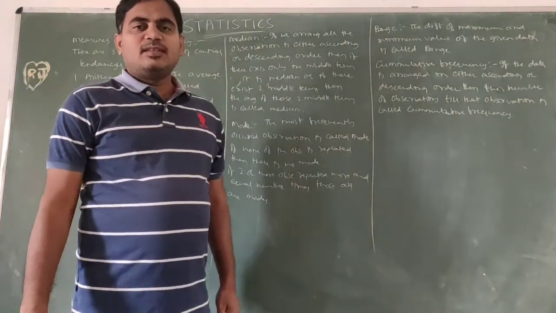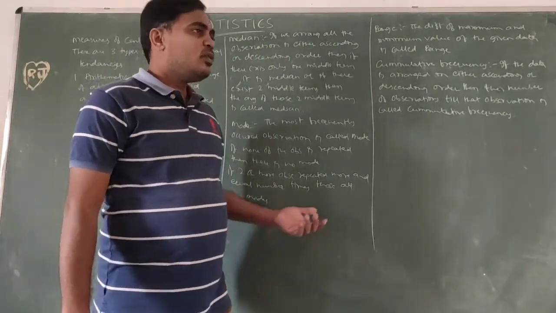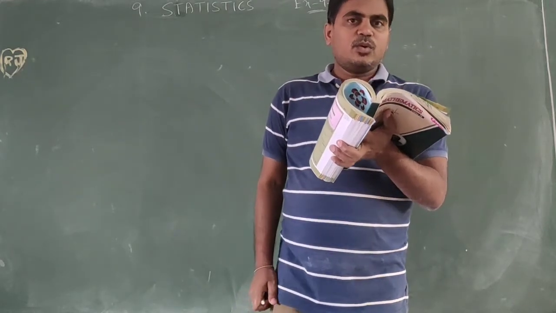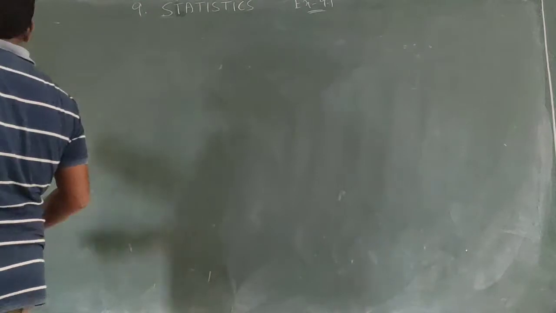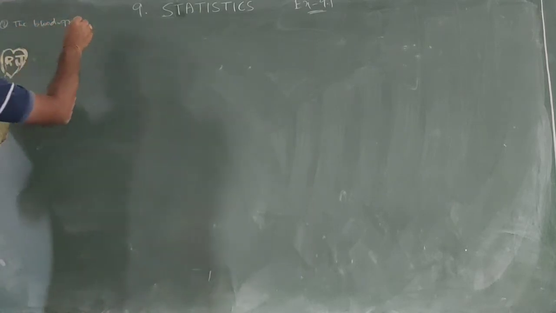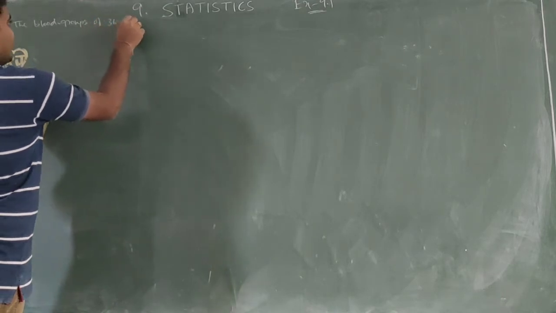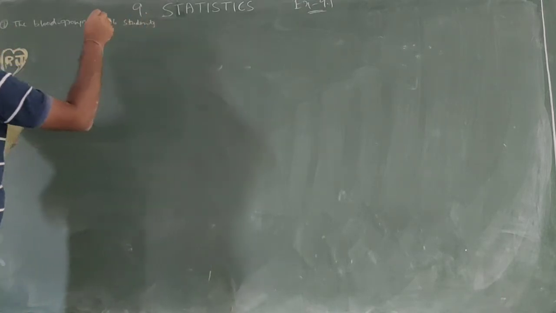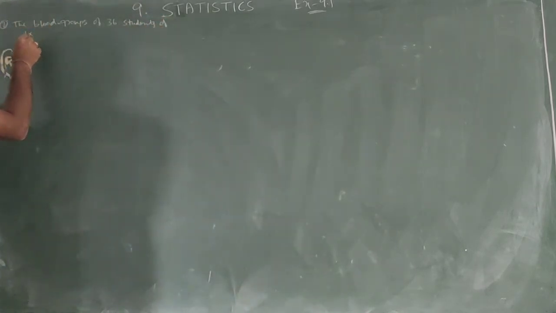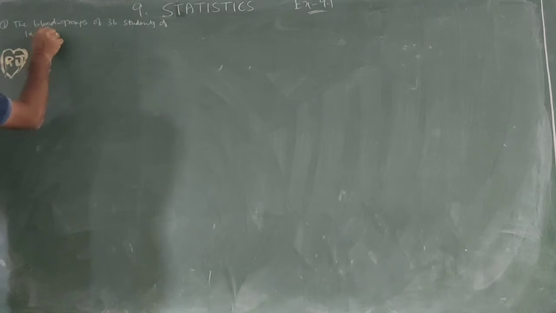Okay, so this is the information. Now this exercise 9.1, question number 2. First we will do question number 2 and 3, later 1. So second question: the blood groups of 36 students of 9th class are recorded as follows.